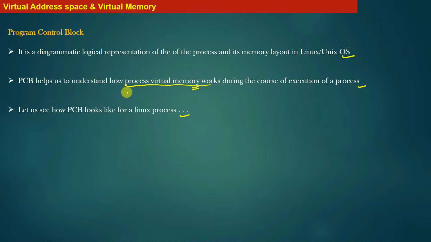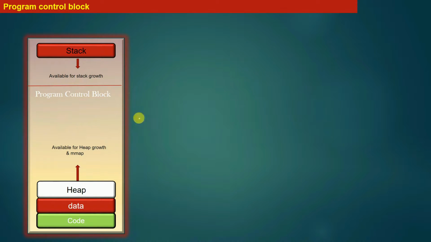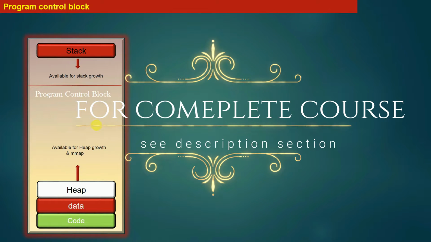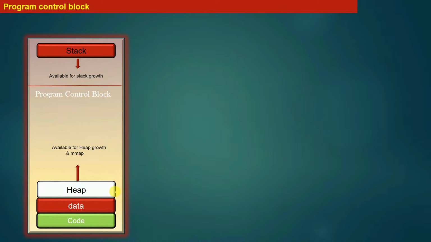So remember, the program control block is nothing but it is just a diagrammatic logical representation of a process, right? So program control block helps us to understand how the process and its memory layout works when the process executes. So going forward, you can see that this is the program control block. And this program control block actually represents the process in execution. So you can see that your process has different parts.